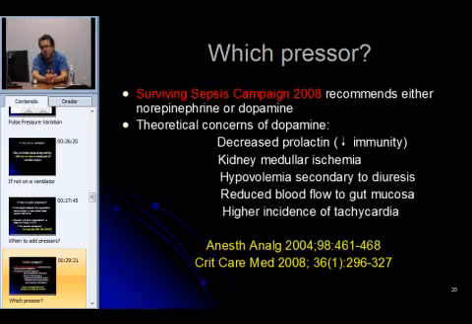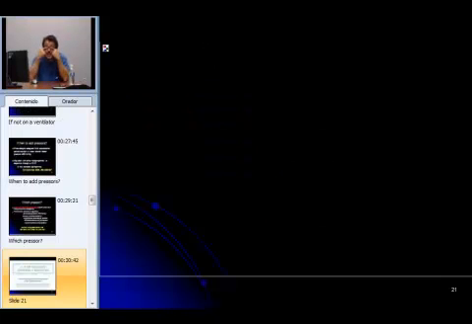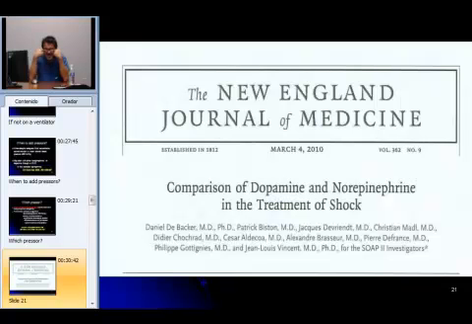Remember that dopamine increases the blood pressure mainly by increasing the cardiac output. Norepinephrine increases your blood pressure mainly by increasing your systemic vascular resistance. So the largest randomized controlled clinical trial available comparing Levophed, or norepinephrine, to dopamine is this paper here in the New England Journal of Medicine 2 years ago, and it showed for sepsis no difference in outcomes.